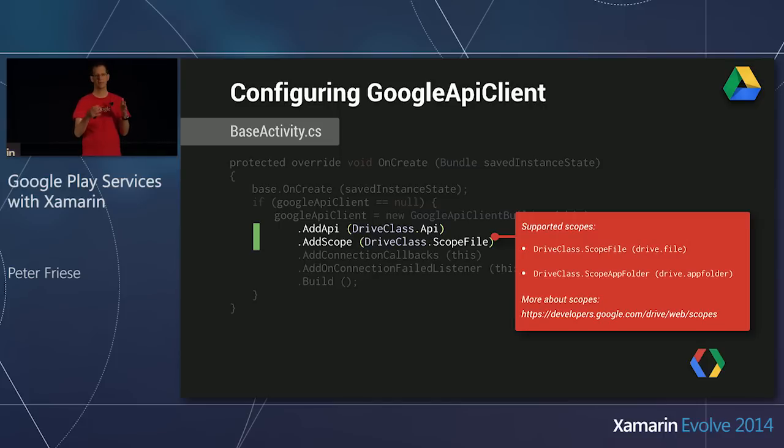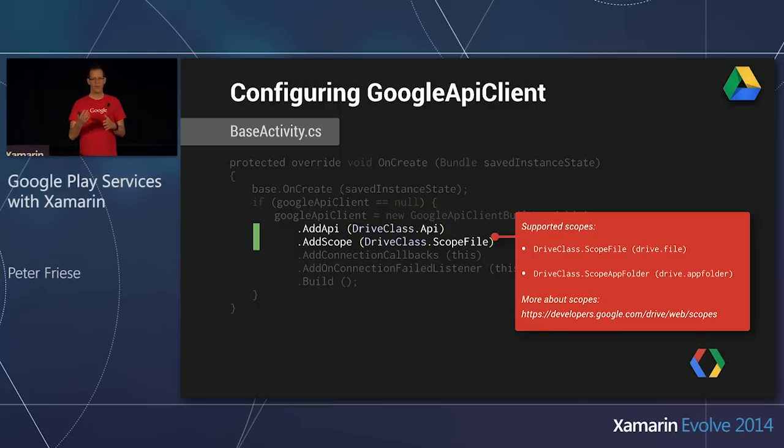So if you're connecting using the file scope, you can only see the files and folders that the user created using your application. You cannot see everything else that's in the drive of the user. And this is for a good reason, because we want to avoid that an application asks the user for permission to access a file and then reads the whole drive and does something malicious with the contents of the drive.